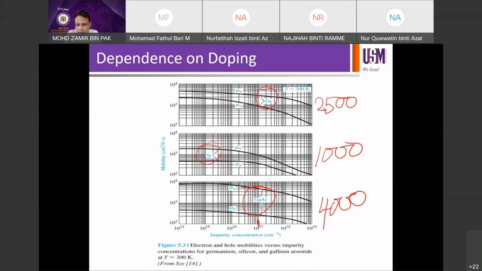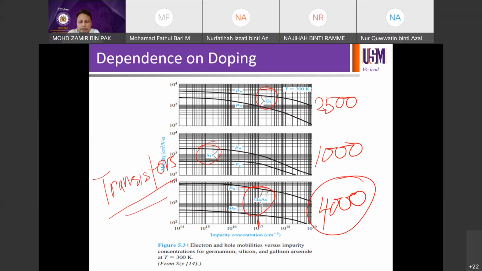So why is this important? This mobility will be playing an important role when we talk about fabrication of transistors, especially high-speed transistors. High electron mobility transistors, transistors which drive switching of your devices. Switching on and off, like cepat. You want the switching to take place very fast, isn't it? You want the frequency to be very high, isn't it? So that boils down to the mobility of your carriers.